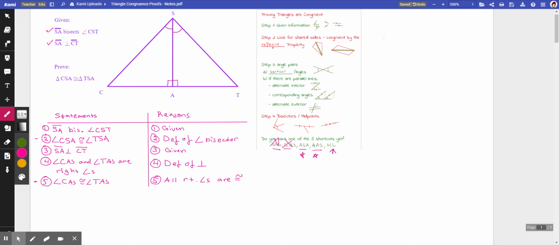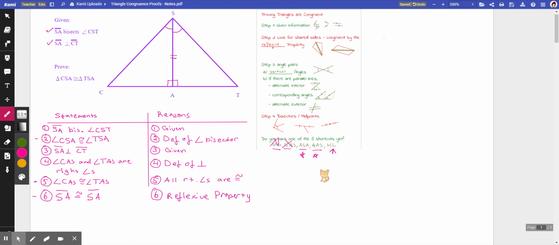So now I need to look at my little list and see where I can find some help. If I have the triangle sharing a side, that's going to give me a pair of sides because segment SA is a side in both of the triangles, and it's going to be congruent to itself by the reflexive property. So now I have 3 pieces that are congruent. I have 2 pairs of angles and 1 pair of sides. That could still be either of these.